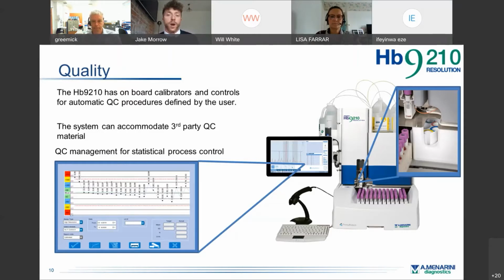Regardless of whether you use third-party quality control material or manufacturer quality control material, you have quality control management. And you can see here in the bottom left of this slide, you have a Levey-Jennings chart, a run chart, where the QC data is plotted, where you can see QC data. The ranges can be defined by the laboratory, and obviously that allows you to review your QC data over time to ensure that you've got best patient results.